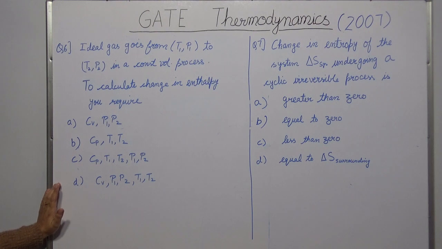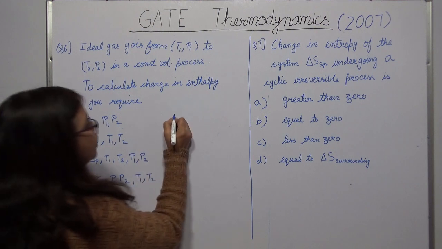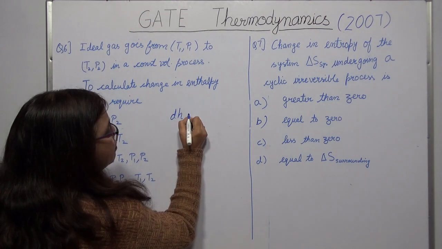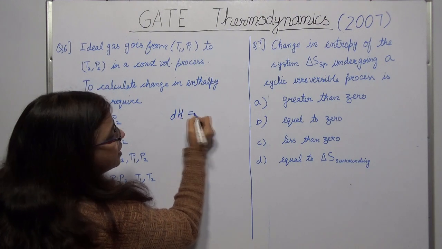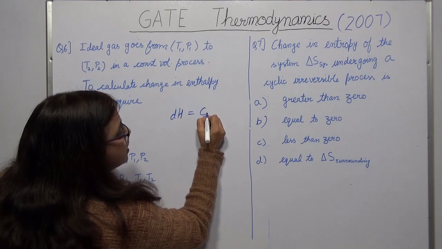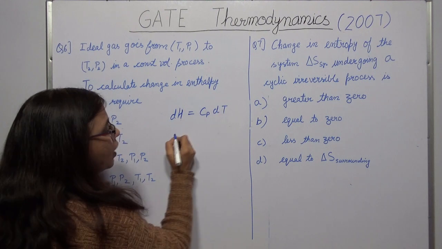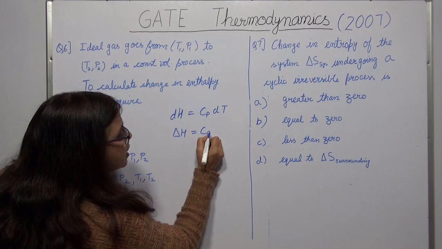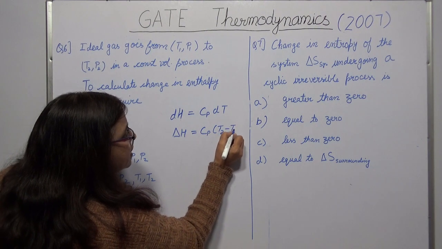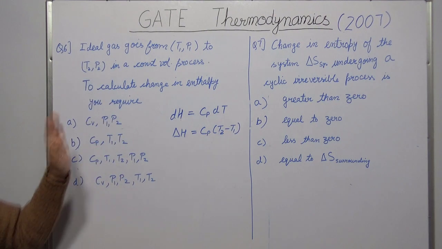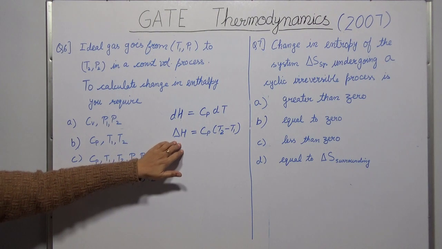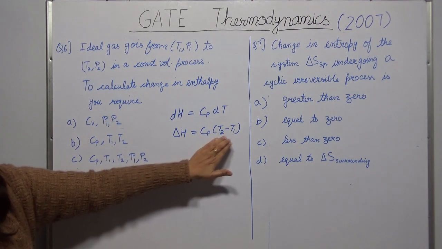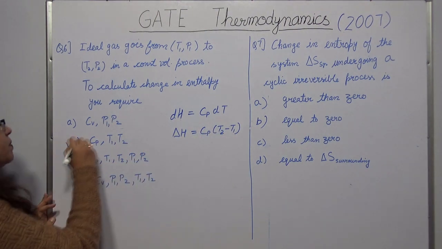We know that irrespective of the process an ideal gas is going through, you can always calculate your change in enthalpy dH. That is equal to Cp times dT, or I can integrate it and say the change in enthalpy is equal to Cp times (T2 minus T1). So in order to calculate the change in enthalpy, you require only Cp, T2 and T1. So your option B is correct.